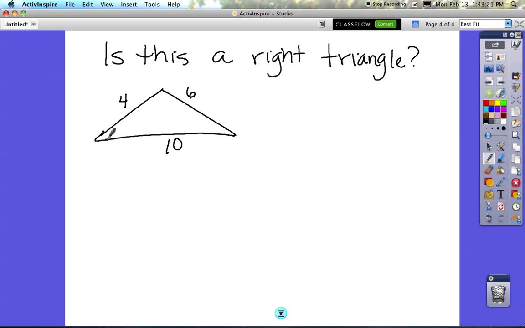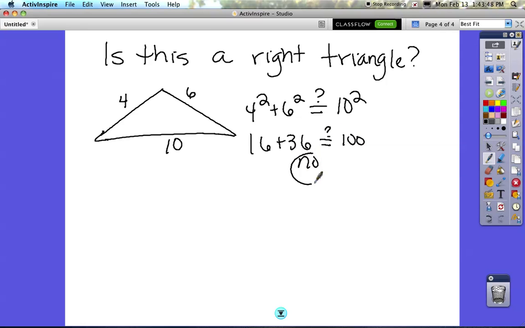Okay. How did you even know which one was the hypotenuse? It's the longest one. It's the longest length. So you can check these by saying 4 squared plus 6 squared. Does that equal 10 squared? No. Okay, so 16 plus 36. Does that equal 100? No. So that is not a right triangle.